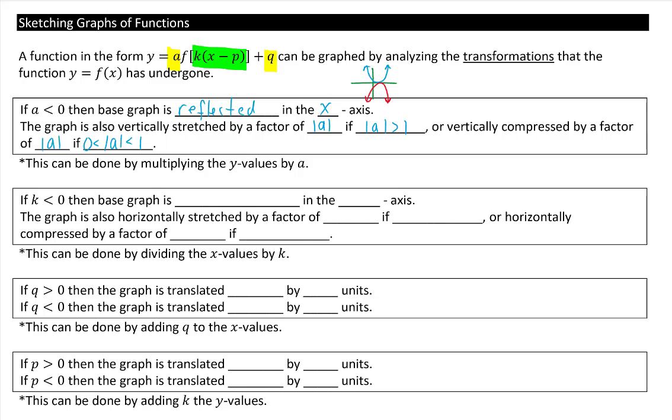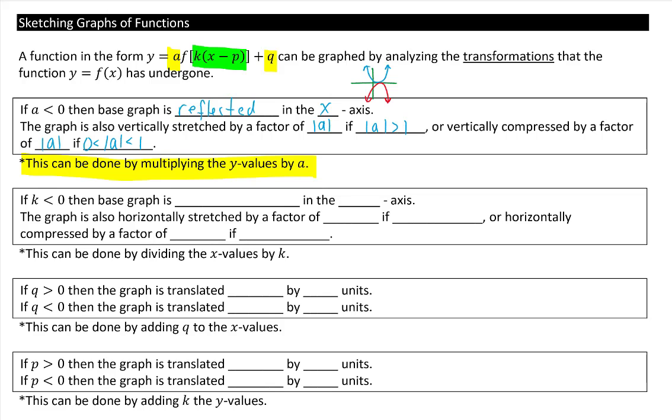So you can think of it this way. If you're multiplying by a number bigger than 1, say 2, of course you're going to stretch the graph. If you're multiplying by a number, say 1/2, you're going to make the graph half its height, so you're going to compress it vertically. We're going to take a look at this note later.